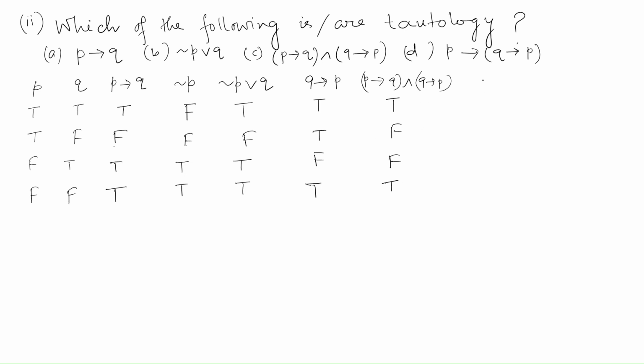Now let us find P imply Q imply P. So T, T, T, T, T, T, F, F, T, F, T, T. Option D is the tautology because all of them are true.